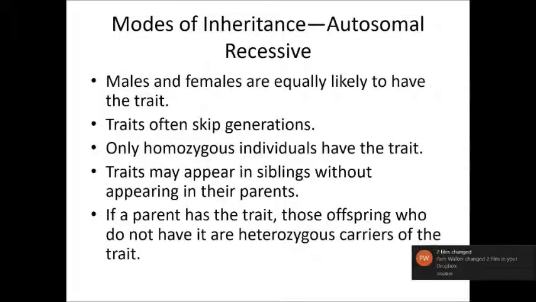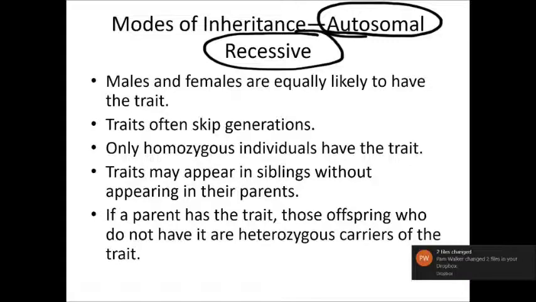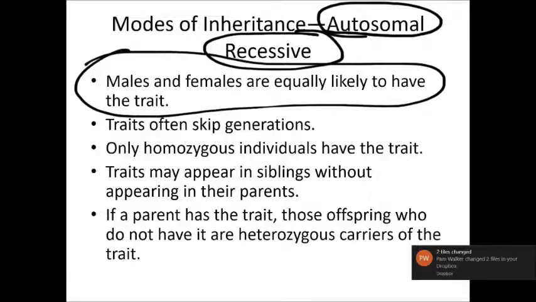All right, the next mode of inheritance we want to look at is autosomal recessive. Again, these traits are autosomal. Gender has nothing to do with how these traits are passed. These traits are recessive, which means in order for the symptoms of the trait to appear, an individual has to inherit a gene from both parents. Again, since the traits are autosomal, males and females are equally likely to have the trait. These traits can skip generations. And that's true because there can be individuals who are carriers.